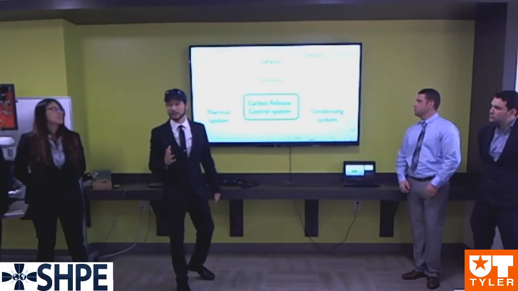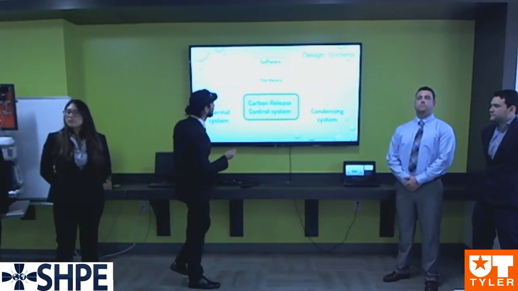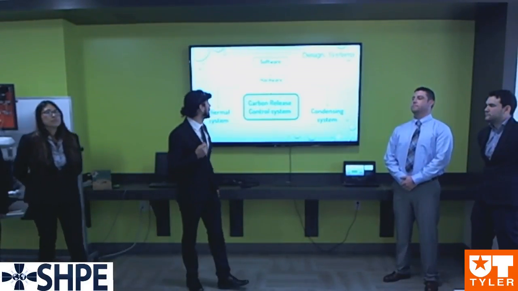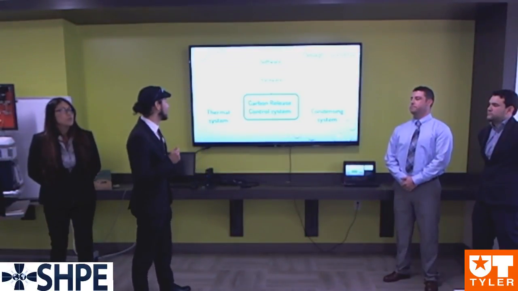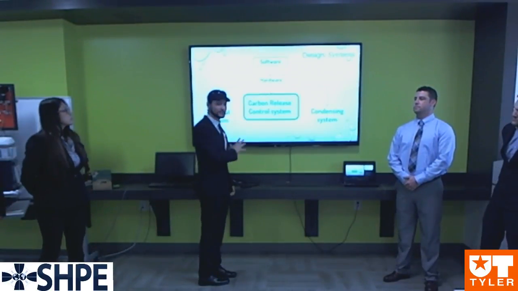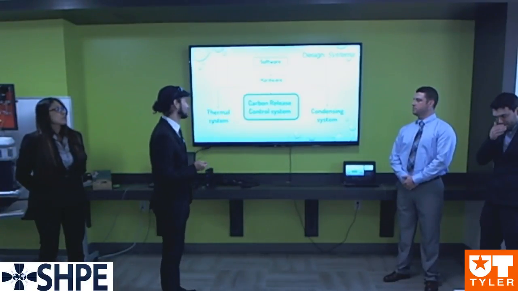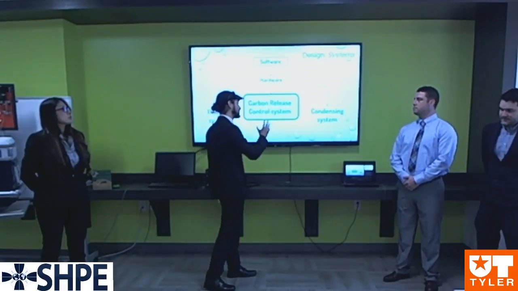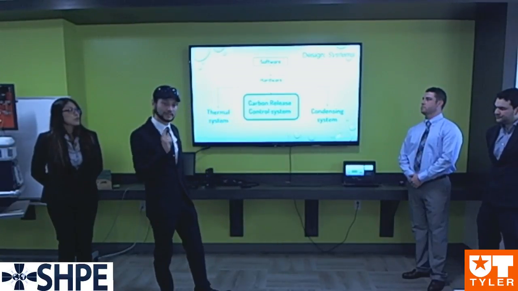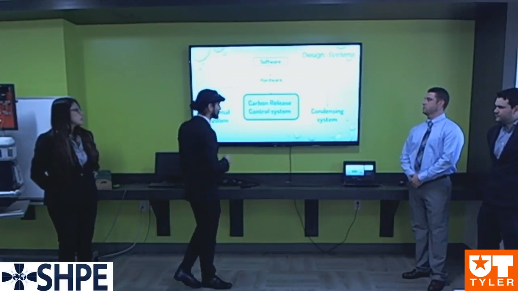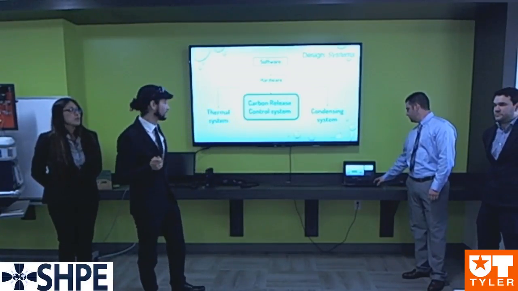Here is a schematic of how the process works. We have design software and hardware that help control the 3 different systems simultaneously. The carbon release control system enables us to read these CO2 emissions, gather all the information that we need, and send it to the hardware. The condensing system maintains the temperature of the water that goes through the condenser, which we will talk about later. And the thermal system maintains the temperature of the bioreactors at the temperature the standards specifically state.